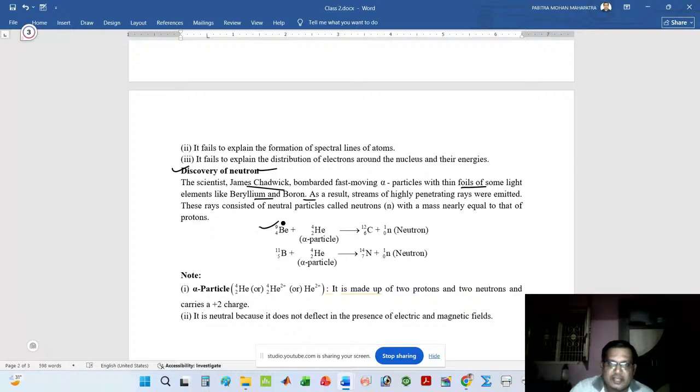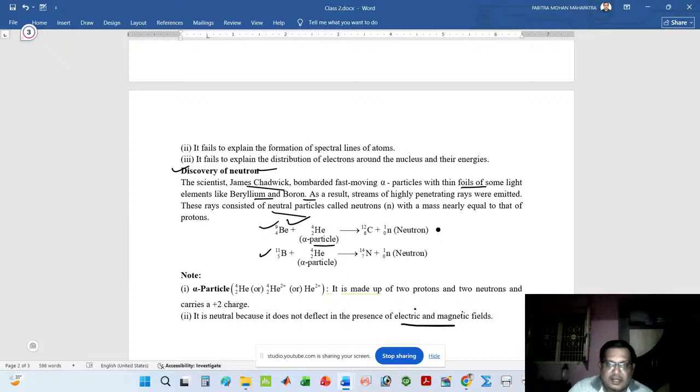Here I have given two reactions, one with beryllium and another with boron. When an alpha particle strikes beryllium, a ray is emitted. When the ray is tested to see whether it is positively charged, negatively charged, or neutral, it is done using an electric field and a magnetic field. After testing, it is seen that the ray has no deflection in the electric field and magnetic field. That's why the ray is considered a neutral particle.